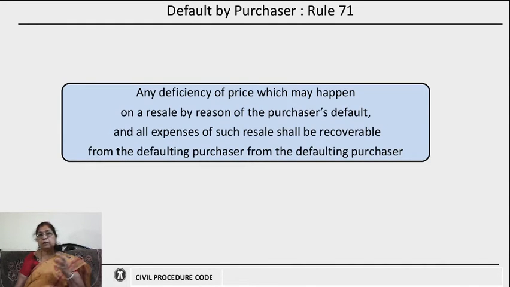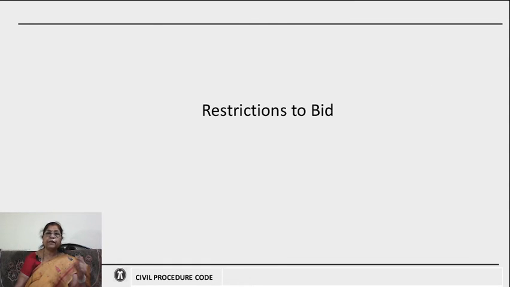Then, what is the effect of default by the purchaser? This has been stated in Rule 71. Rule 71 says that any deficiency of price which may happen because of the purchaser's default, that means when he purchases the property and has defaulted in payment or for any other reason, then if there is a resale conducted because of that and there is a deficiency of price, then all such expenses of the resale and any deficiency can be recovered from the defaulting purchaser.